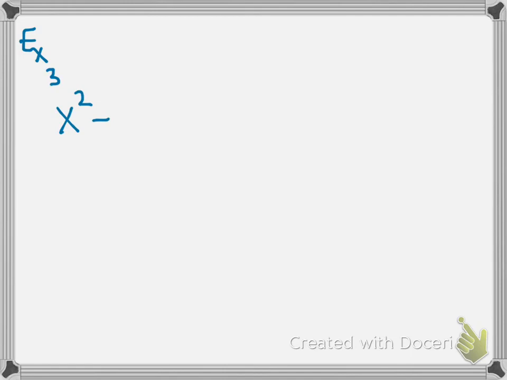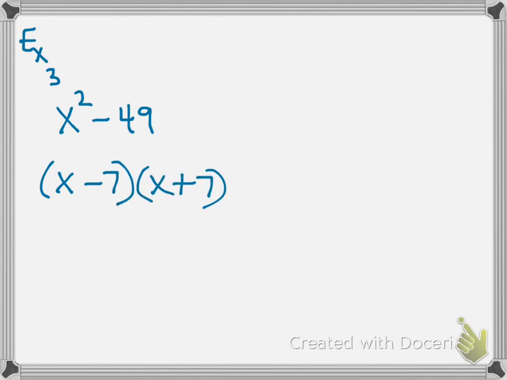X squared minus 49. Well, they have to multiply to negative 49 and add to give me 0. And I know the factors of 49. So I know that it's going to be negative 7 and positive 7. Check. Difference of squares. So you should watch for that pattern because it'll make it easier to factor.